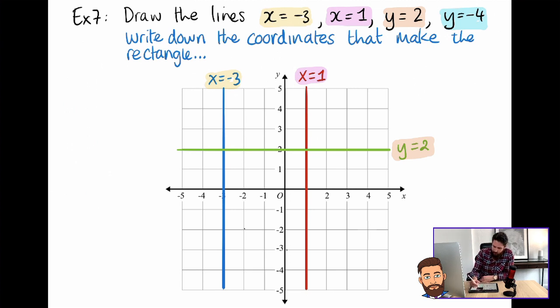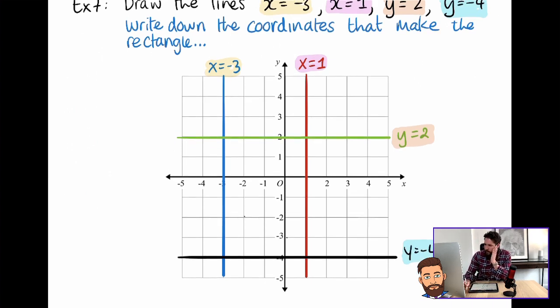Okay, so we need a line that goes through the y-axis at -4. So -4 is down here, and it's going to go through that y-axis there. So that is the line y equals -4. Okay, so we've done that. That has been done. We have drawn all 4 lines that it's asked us to draw.